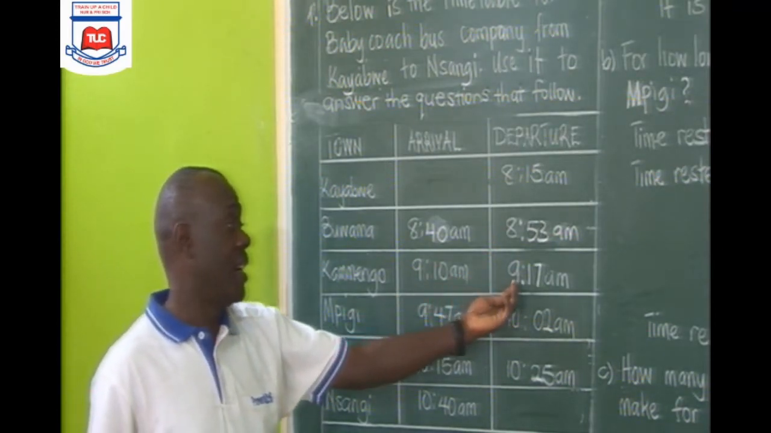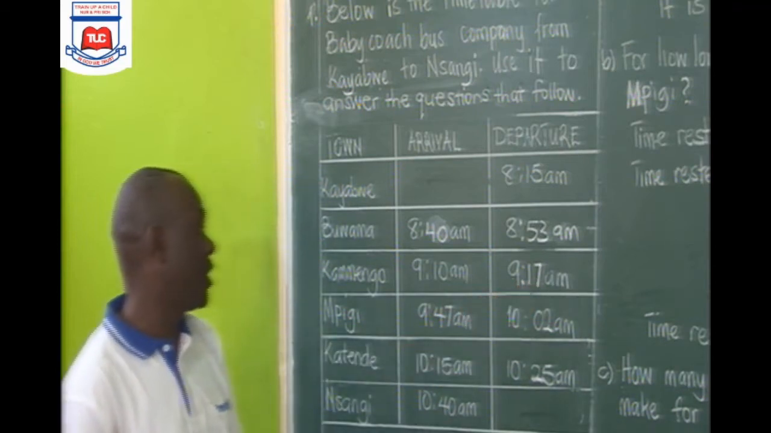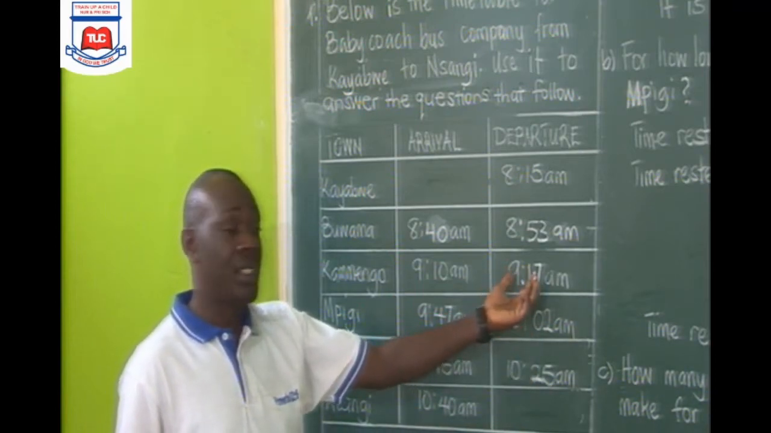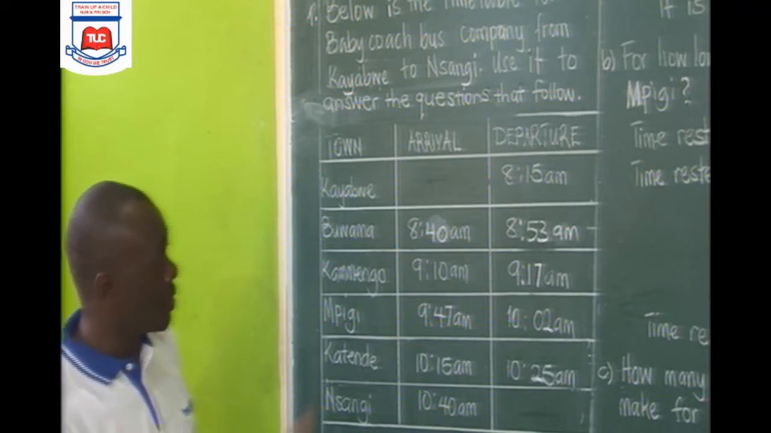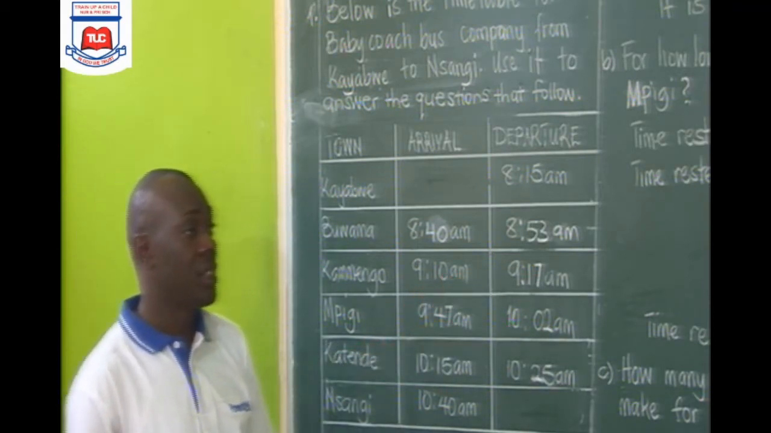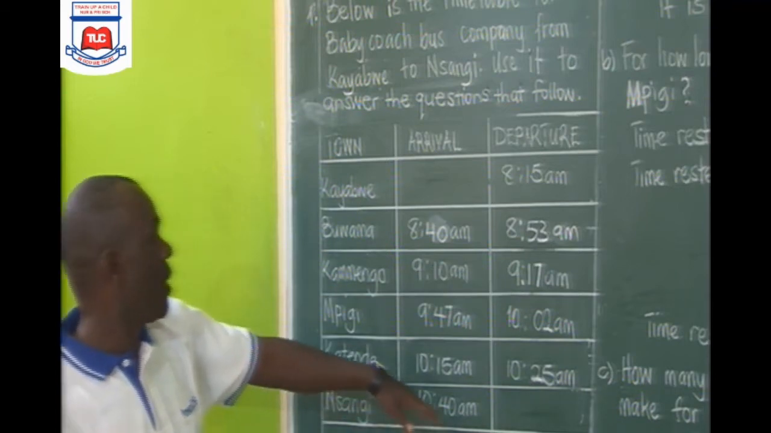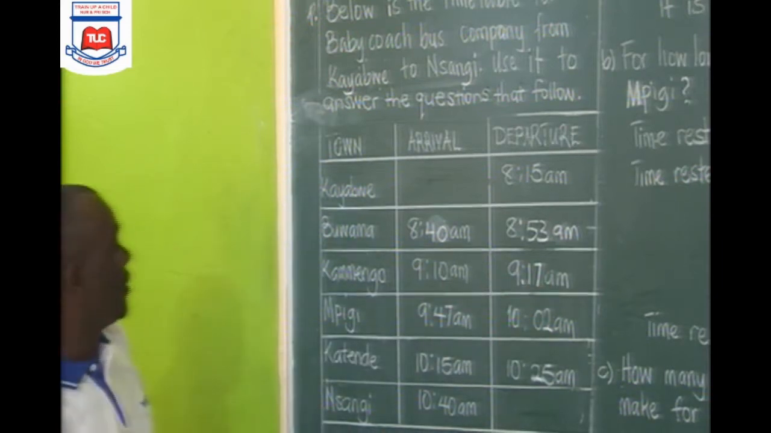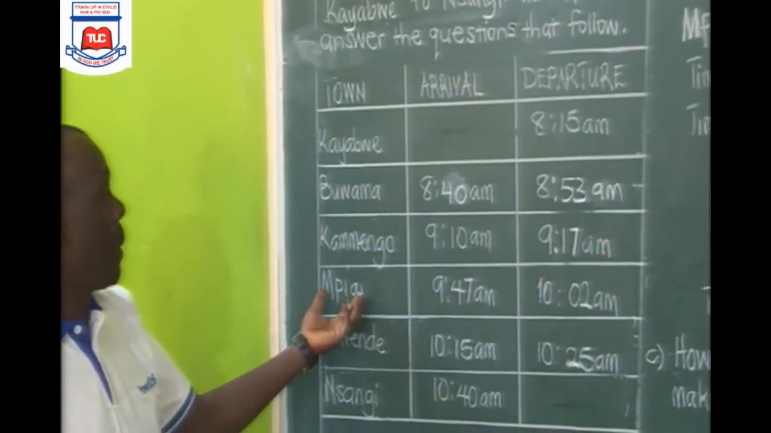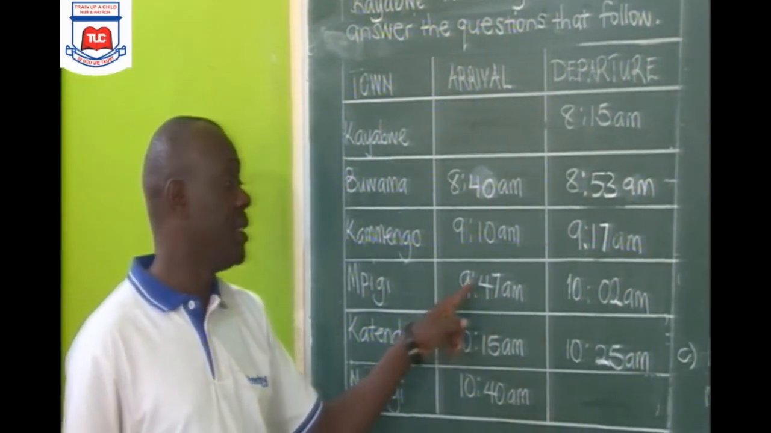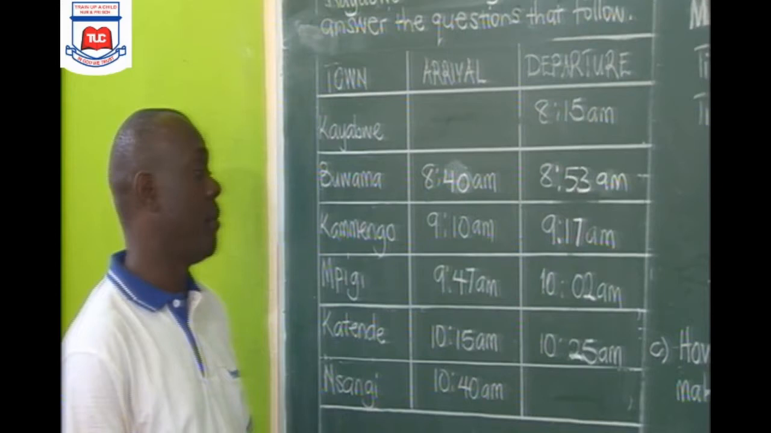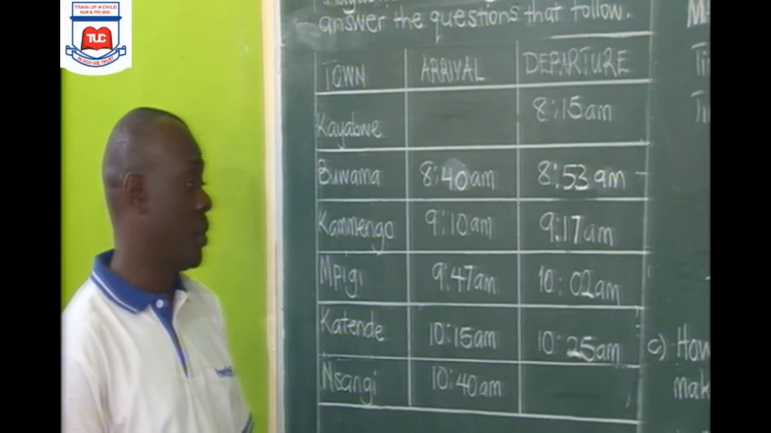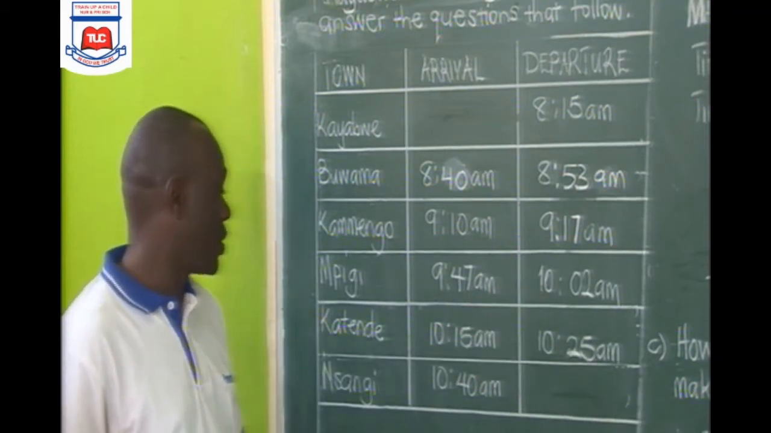9:17 a.m. Remember, it reached there at 9:10 a.m., leaving that very place at 9:17 a.m. So it also stopped there for some time, which is actually 7 minutes. Then, having left Kamengo at 9:17 a.m., the bus reaches Mpigi town at 9:47 a.m. Then leaves the same town Mpigi at 10:02 a.m. So it means it has a stopover there also.